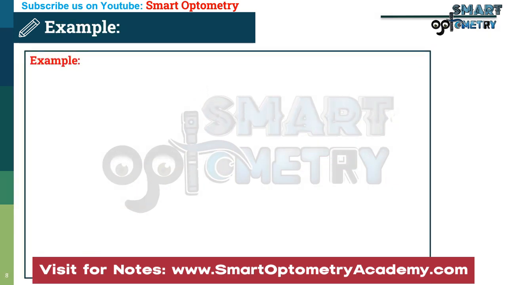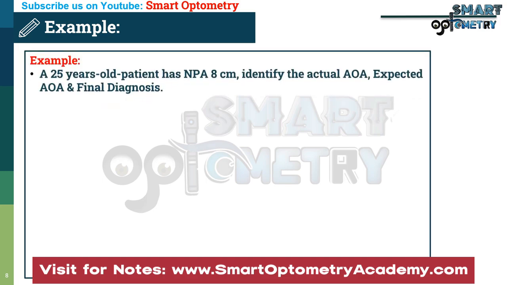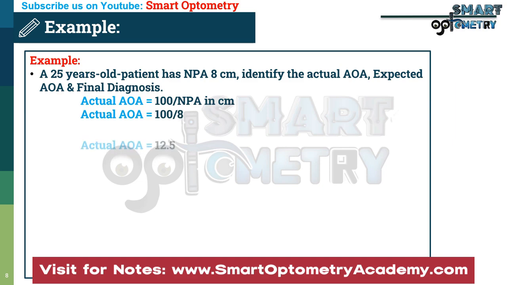Let's see another example. A 25 years old patient has near point of accommodation 8 centimeter. Identify the actual amplitude of accommodation, expected amplitude of accommodation and final diagnosis. Actual amplitude of accommodation equals 100 divided by near point of accommodation in centimeter, or 100 divided by 8, which equals 12.5 diopter.